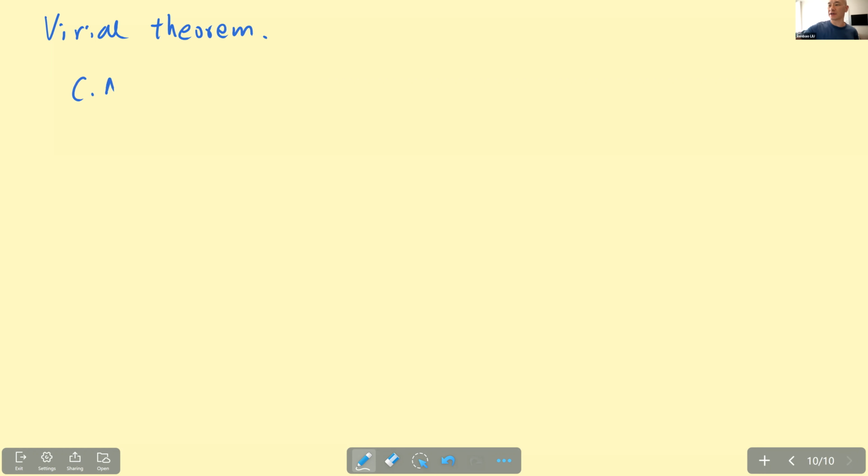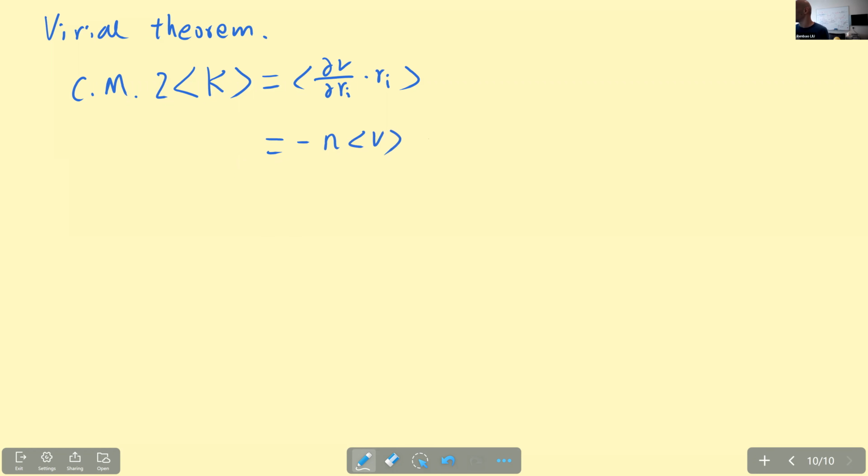So in classical mechanics, we know that twice the kinetic energy equals the sum of partial V partial r_i times r_i, and this one is going to be simply minus n times V, if V is proportional to 1 over r to the n, right? Okay, so this can be generalized to quantum mechanics.